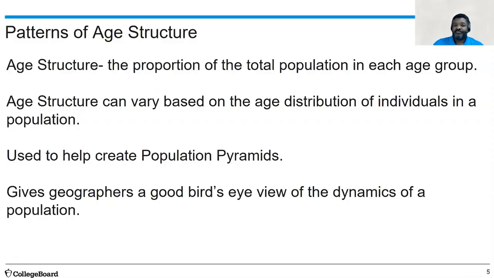Age structures. Age structures look at the proportion of the total population in each age group. These age structures can vary based on age distribution of an individual. They can also vary by ethnicity and socioeconomic status. These are used to help create population pyramids, as we'll see later. This gives geographers a bird's eye view of the dynamics of a population.